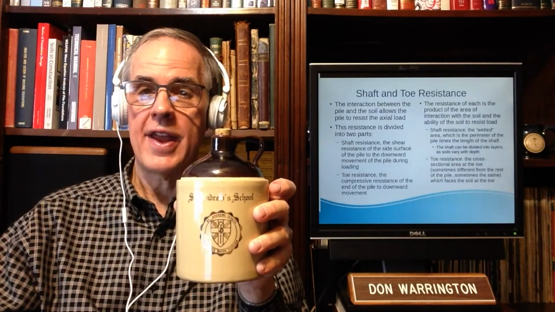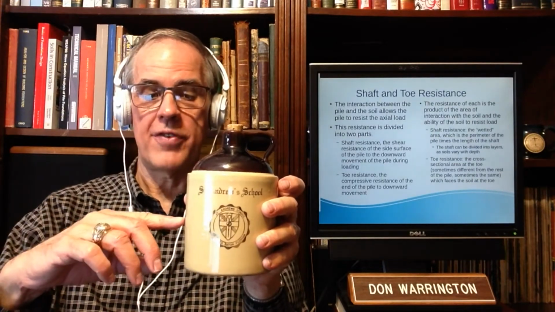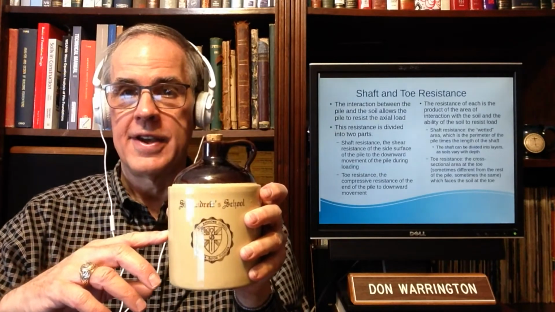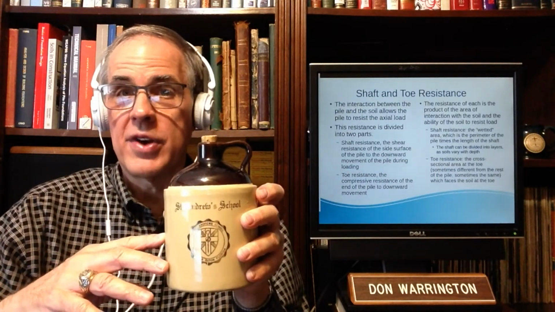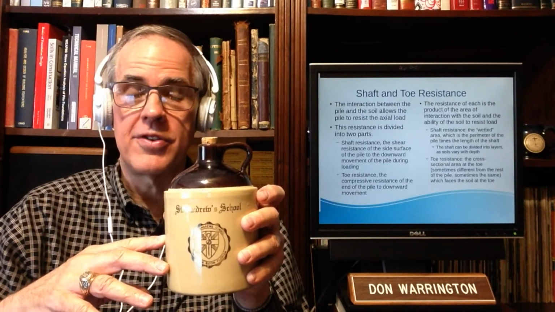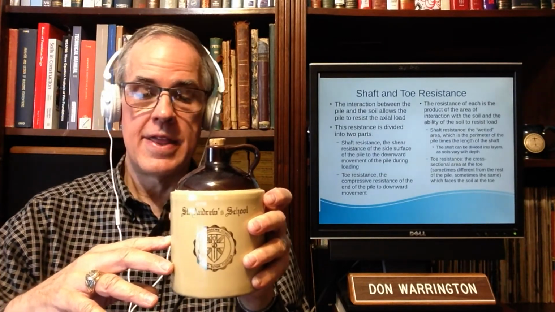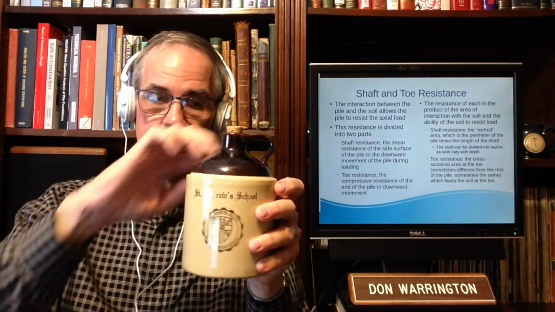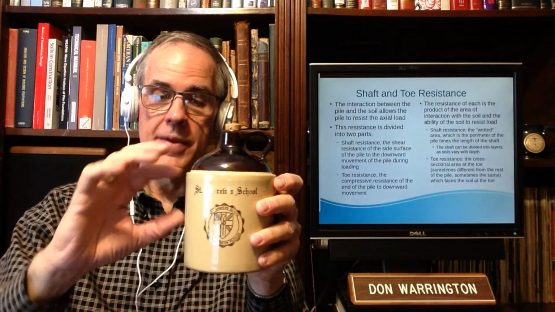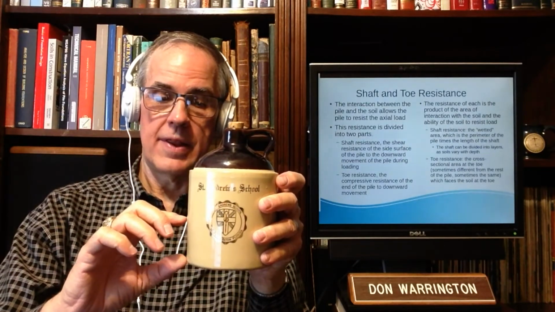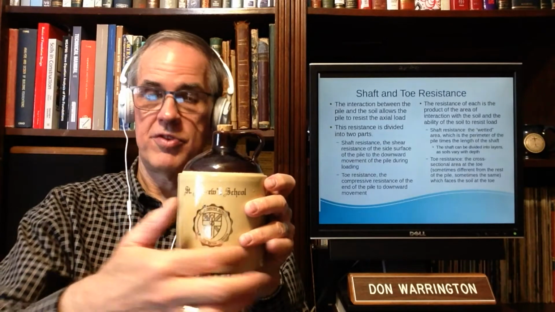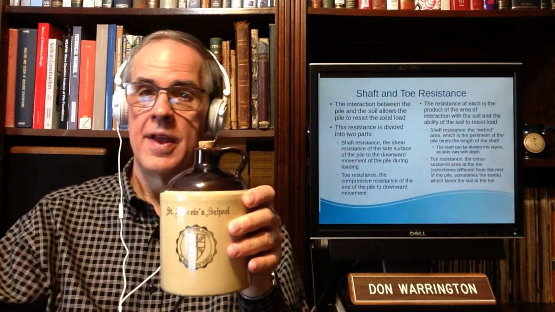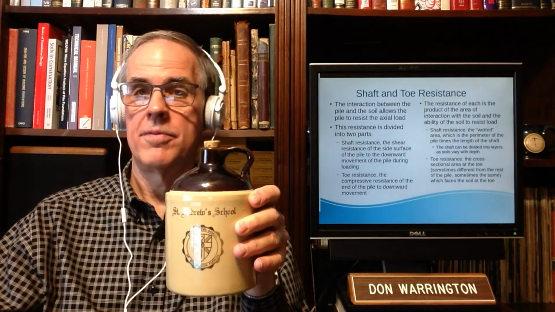If I have, say, a layer change halfway through, and whatever unit resistance I have changes for some reason, and we'll talk about the reasons it changes in just a minute, then from here halfway down, for example, this length times this perimeter is the shaft area for this layer, and this length times this perimeter is the shaft area down here. That's how you compute shaft area.